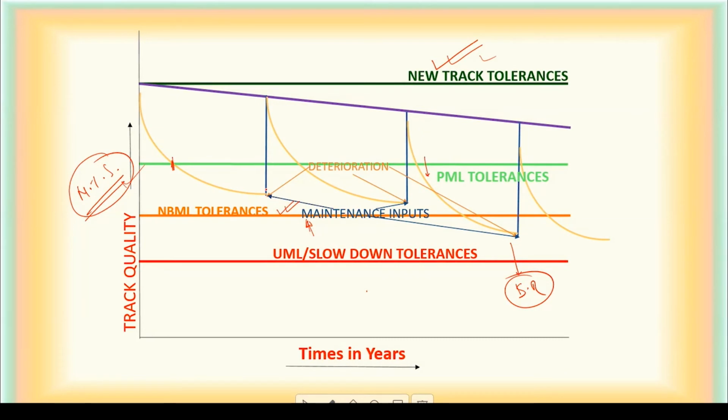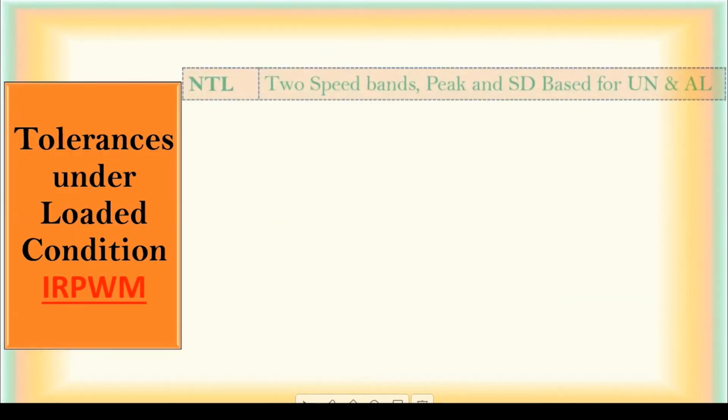We give regular maintenance input to upgrade our track to better quality and try to achieve as near to NTL or PML, above PML as possible. If we are not able to bring the track within PML, then we need some additional input like new material or renewal like that. ठीक है?